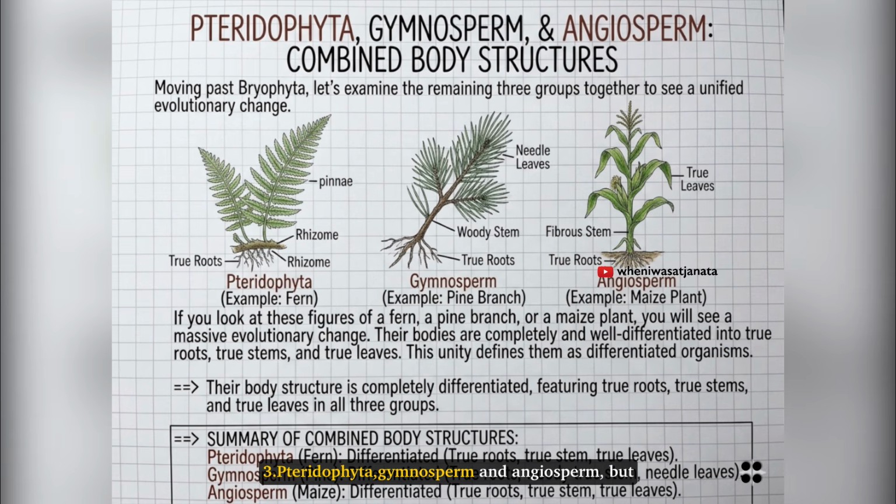3. Pteridophyta, Gymnosperm, and Angiosperm. But what happens when we move past Bryophyta? Let's take a look at the remaining three groups: Pteridophyta, Gymnosperm, Angiosperm. If you look at the figures of a fern, a pine tree, or a maize plant, you will see a massive evolutionary change. Their bodies are completely and well differentiated into true roots, true stems, and true leaves.